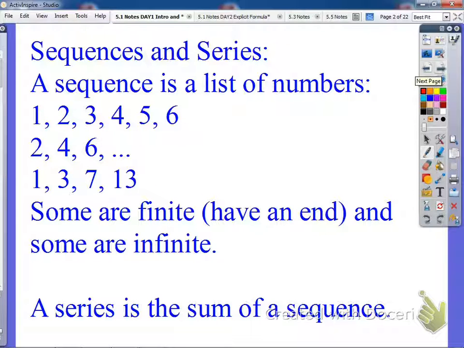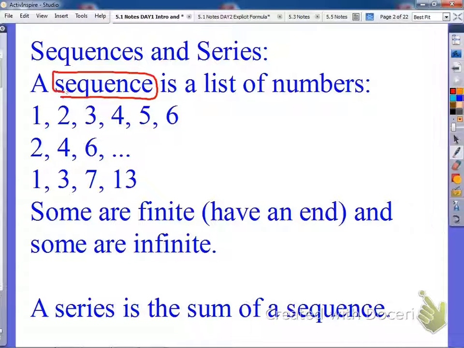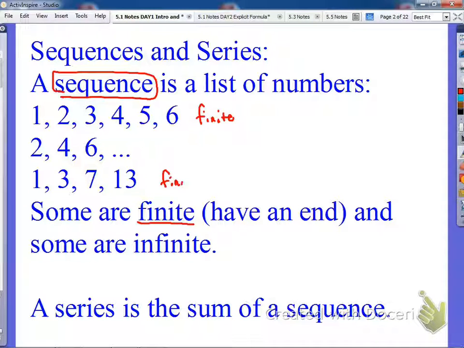Just real quick, a sequence, for our purposes, is like a list of numbers. So 1, 2, 3, 4, 5, 6. That's a list of numbers. It's a sequence. 2, 4, 6, and so on. That's a sequence. 1, 3, 7, 13. That's a sequence. Now, sometimes sequences are finite, which means that they have an end. This one's finite. This one's finite. They end, they stop, and others are infinite.